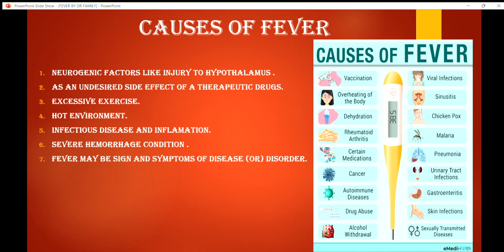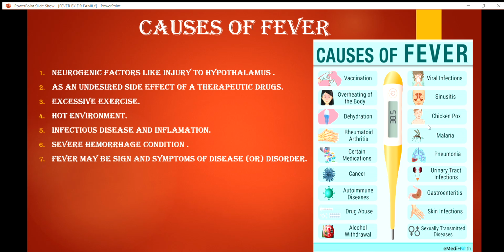Some autoimmune diseases like SLE also cause an increase of body temperature. Drug abuse also causes an increase of body temperature. Alcohol withdrawal syndrome also causes it. Some viral infections like flu and cold also cause it. And sinusitis, inflammation in the sinus. Chickenpox also causes elevation of body temperature.